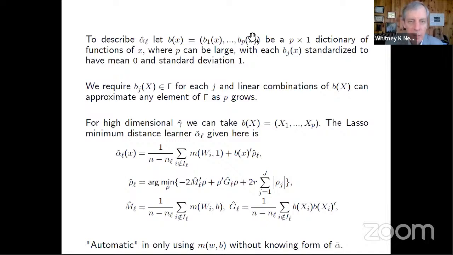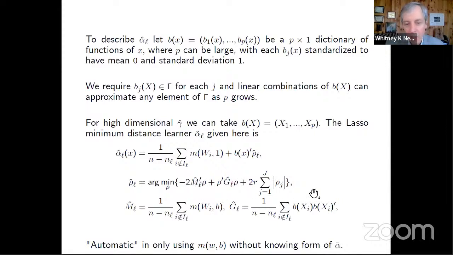So what do you do? You've got this basis. You then do a Lasso minimum distance learner. You take alpha hat to be a linear combination of these basis functions plus the constant term. This rho hat is gotten by doing this minimization. It's absolutely a Lasso type L1, absolute value penalized objective function. Here is just the second moment matrix for the basis functions. And the only other part you need just comes from M. You just plug the basis functions into M and do whatever M does to those basis functions. Then you average that and plug that in.